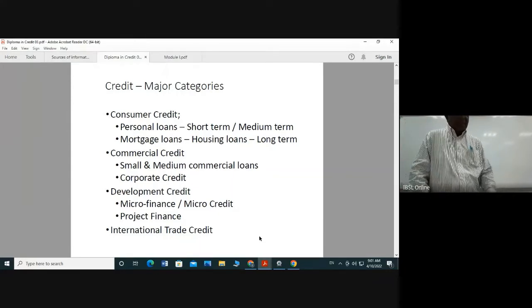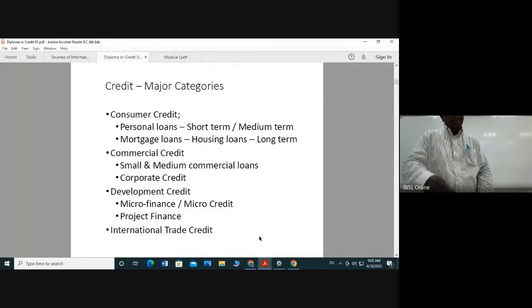And then commercial credit: there are small and medium commercial loans, and large-scale or big corporate credit, which come under commercial credit. Then development credit, under which come microfinance, microcredit, and project finance. When we say project finance, those are loans granted for SMEs, micro, small and medium scale enterprises, and they come under development credit. And finally, international trade credit. This is financing or providing credit for imports and exports.